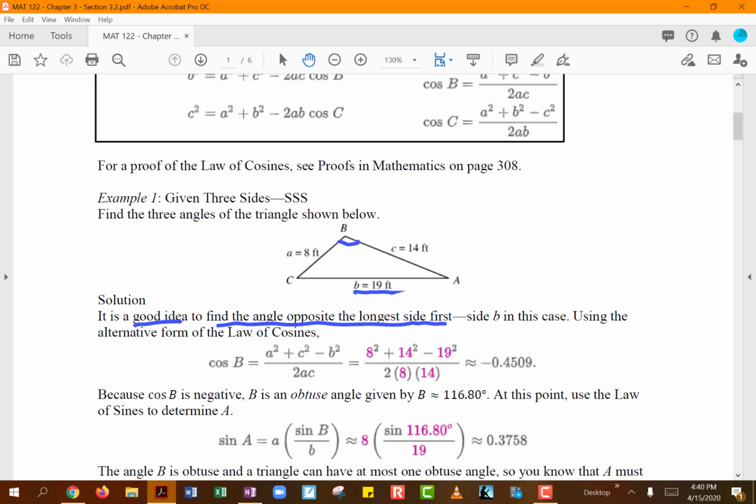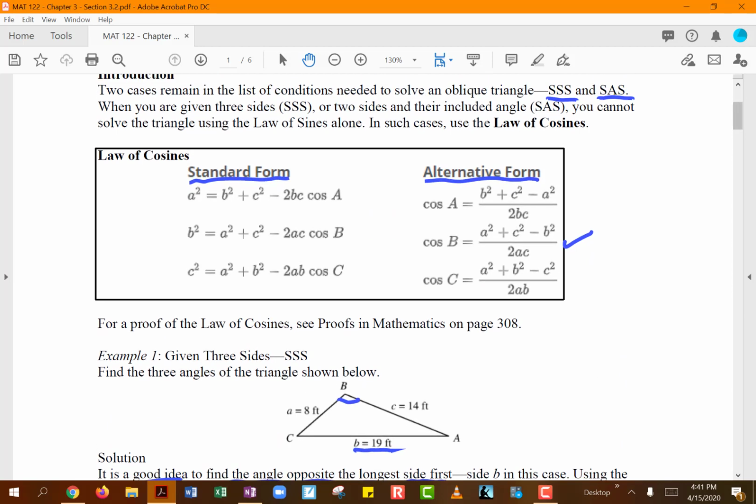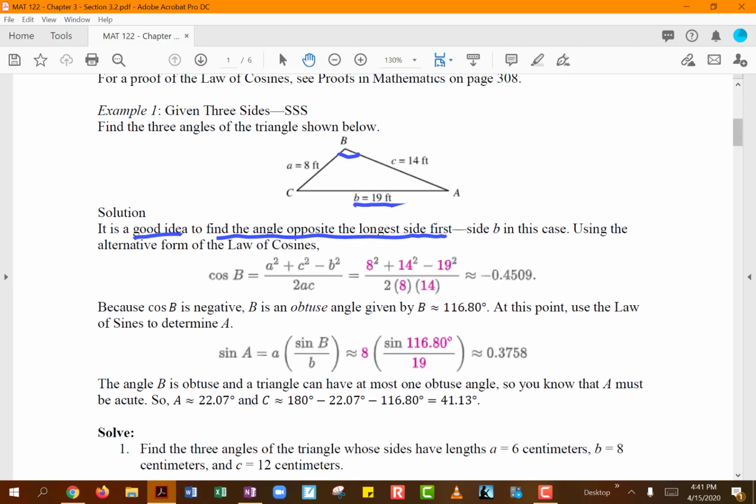Now, since we are finding angle B, we will need to use the alternative form of our law of cosines, and it's going to be the second equation here. Cosine of B equals a squared plus c squared minus b squared over 2ac. One thing you should note is that these are the same exact equations. The only thing is we have taken the standard form and solved it for cosine of A, cosine of B, and cosine of C to get the alternative form. So we'll be using the second formula here: cosine of B equals a squared plus c squared minus b squared divided by 2ac.